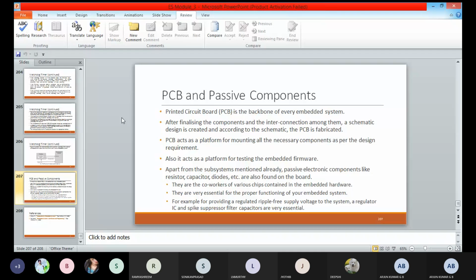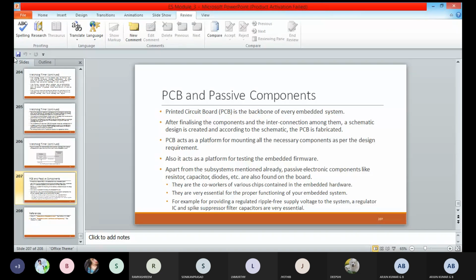These PCB and passive components are the inbuilt components in the embedded system. This is a main part of the embedded system. Without a PCB, there are no embedded components, which means the embedded project is not there.